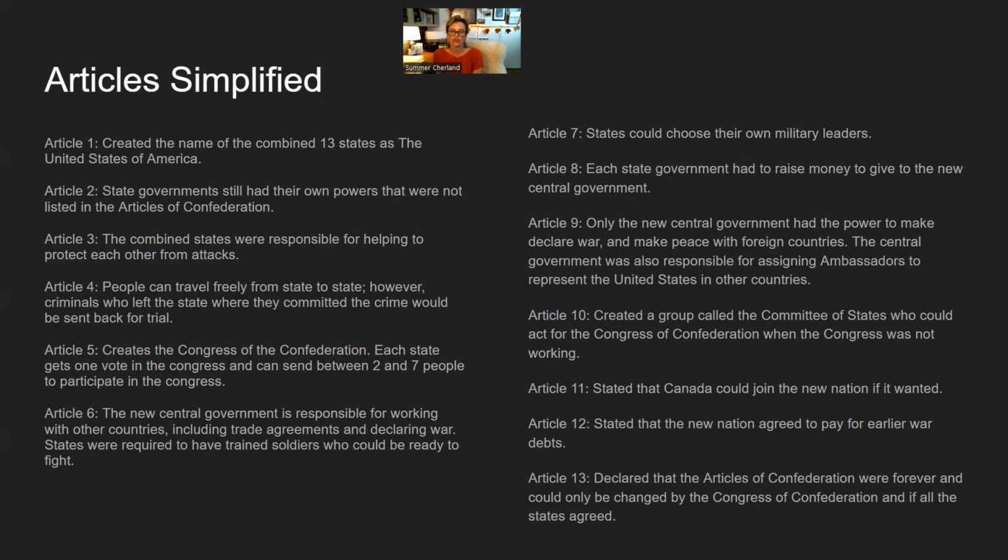Article 10 created kind of a backup committee for the Congress. And Article 11, Canada can join. If Canada's interested, they're welcome to join. Article 12 is that the new nation is going to pay for their war debts from the Revolutionary War. And finally, Article 13 stated that this agreement was forever and eternal. And basically, it needed to be overturned by the Confederation itself if it was ever going to change.